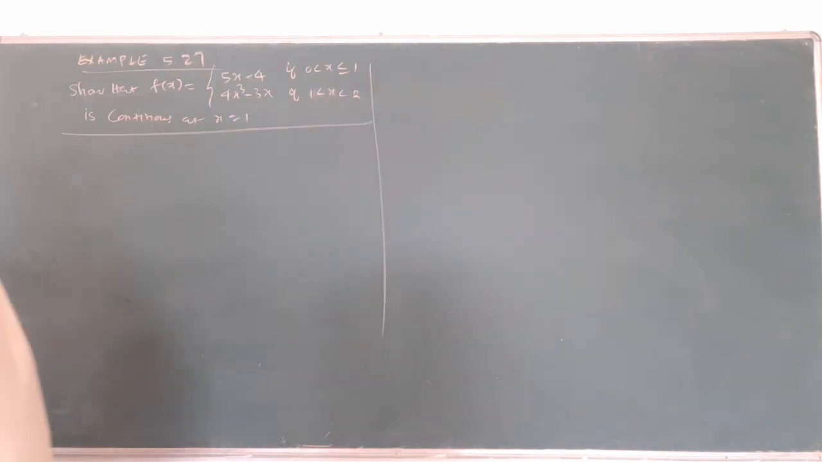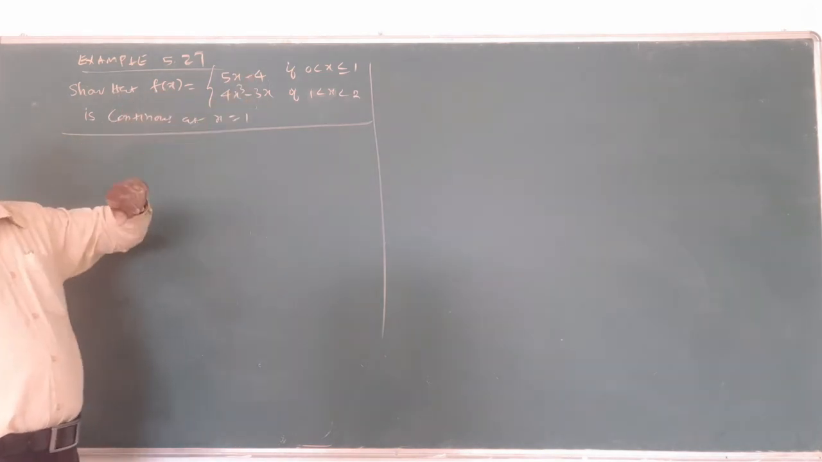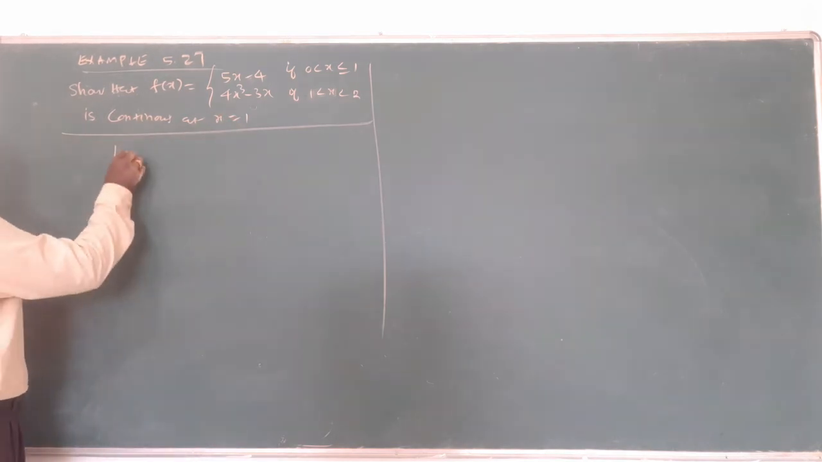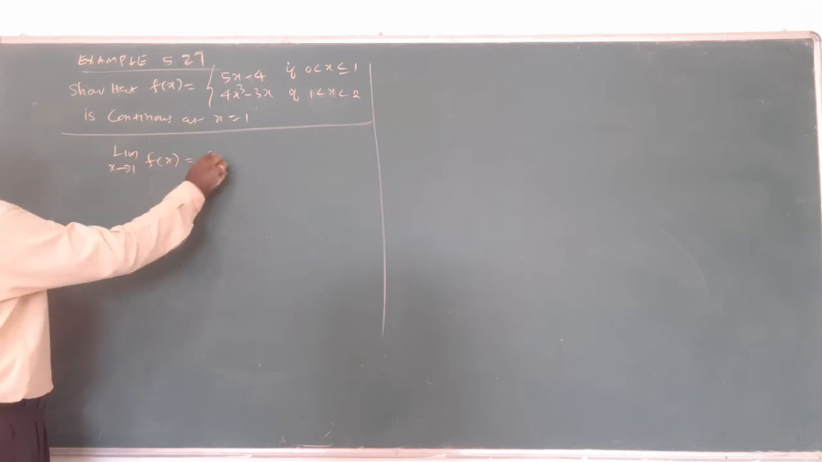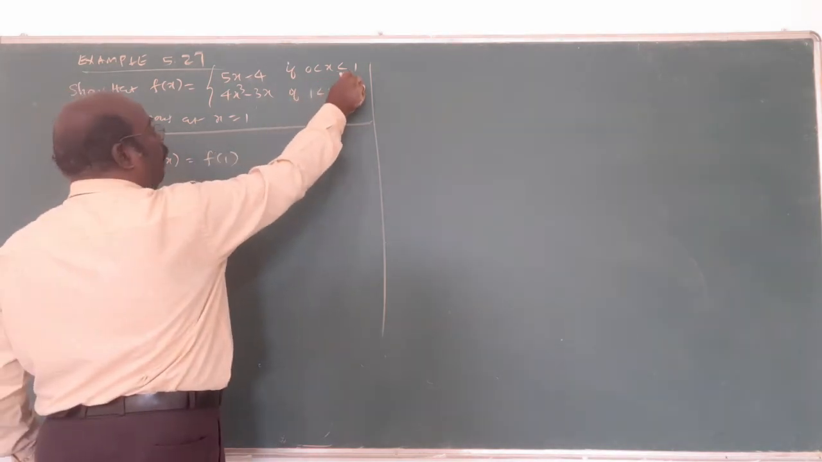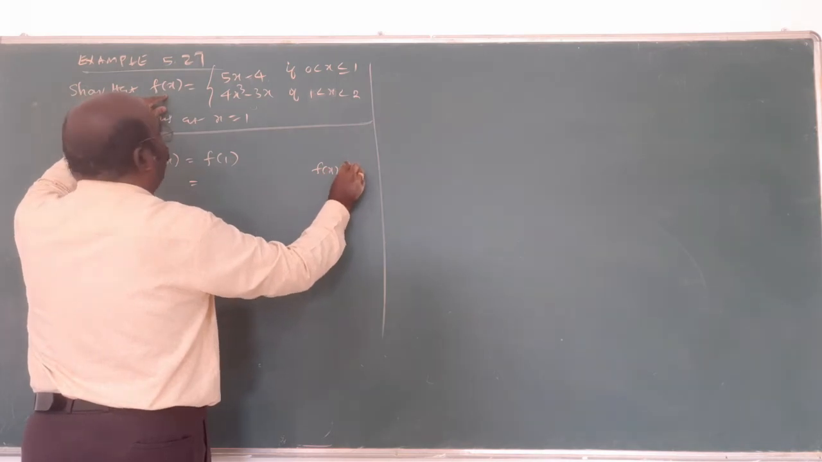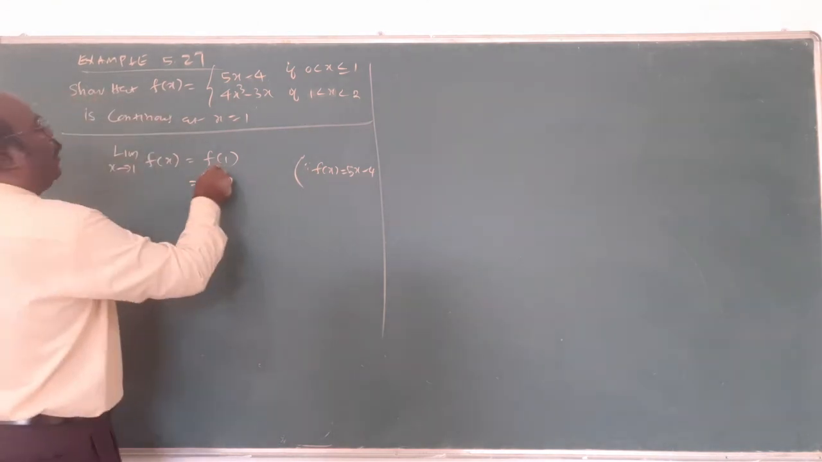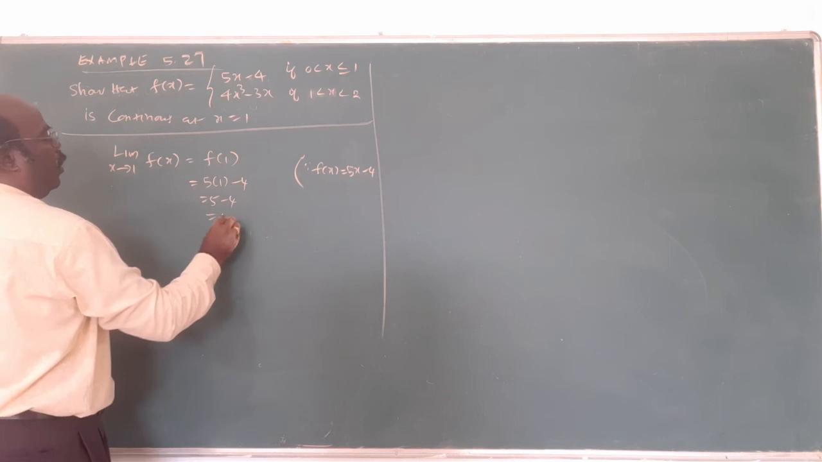Now example 5.27. Show that f of x, where two values are given, is continuous at x equal to 1. Very first step: limit as x tends to 1 of f of x equal to f of 1. For f of 1, the less-than-or-equal-to 1 case includes 1. The corresponding value is what? f of x is equal to 5x minus 4. By using this f of x, replace x by 1: 5 into 1 minus 4, 5 minus 4. What is the first answer? 1.